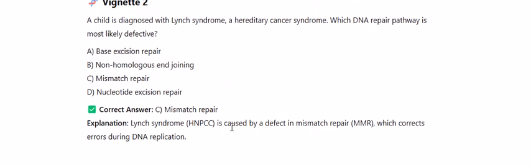Vignette 2. A child is diagnosed with Lynch syndrome, a hereditary cancer syndrome. Which DNA repair pathway is most likely defective? A. Base excision repair. B. Non-homologous end joining. C. Mismatch repair. D. Nucleotide excision repair. Mismatch repair. Explanation. Lynch syndrome, HNPCC, is caused by a defect in mismatch repair, MMR, which corrects errors during DNA replication.